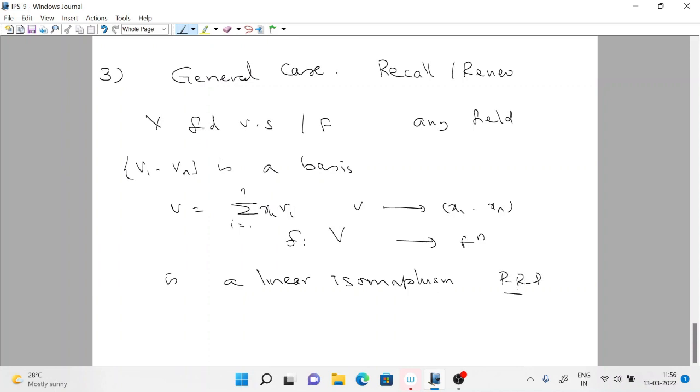If you are in doubt, this is a place where I will again check why it is linear. If v is the summation of xi vi and w is the summation of yi vi, then v plus w will be the summation of xi vi plus yi vi, that is xi plus yi times vi. Why is this correct? Because of the uniqueness of the expression. Therefore, for v plus w, what is the corresponding n-tuple? x1 plus y1, comma, etc., xn plus yn. All this kind of thing you should go through.